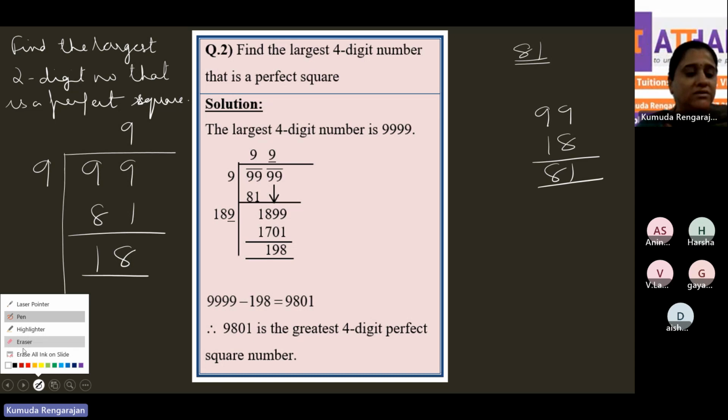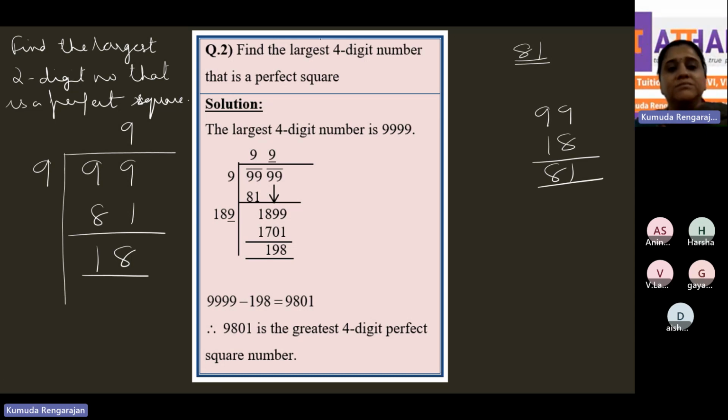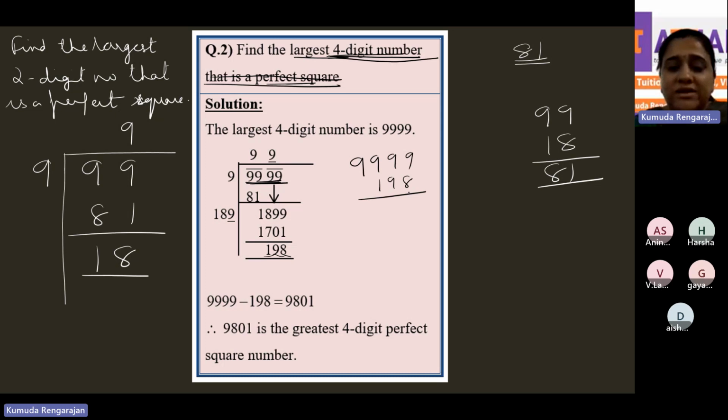Similarly here, we need to find the largest 4-digit number which is a perfect square. Ignore the words perfect square and take up the largest 4-digit number, 9,999. It's not a perfect square, but perform the square root long division. You will not get remainder 0. The remainder is 198. Now 9,999 minus the remainder 198 gives you 9801. This is the required 4-digit perfect square.